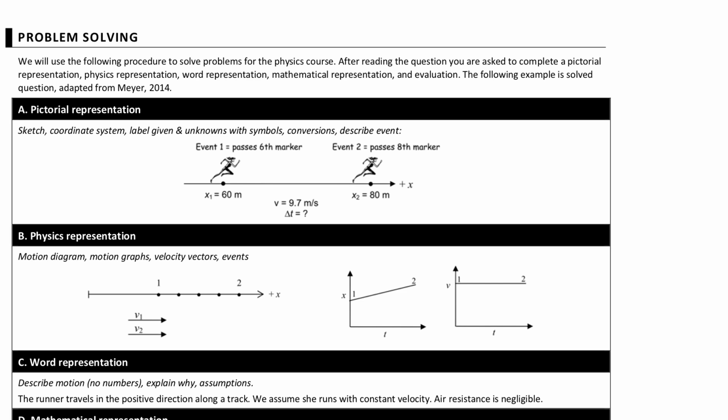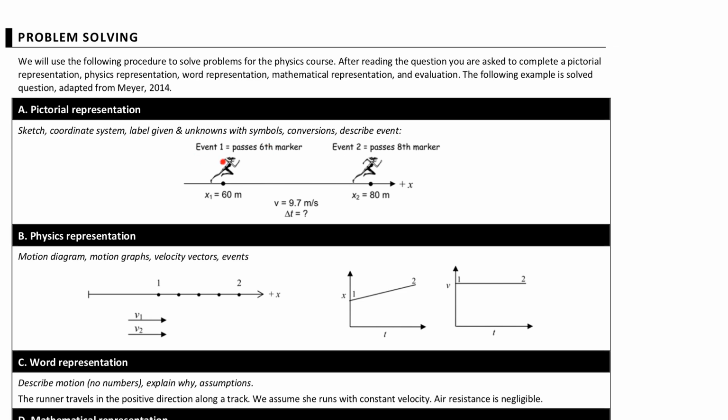So in a pictorial representation, what we usually do is we sketch, use a coordinate system, and use labels to show us what information is given and what information is unknown. We use symbols. Sometimes we need to do conversions, and sometimes we describe events. For me, most of the time, what's important is to sketch and make sure everything that's given to you in terms of information is labeled. So that includes unknowns and knowns with proper symbols.